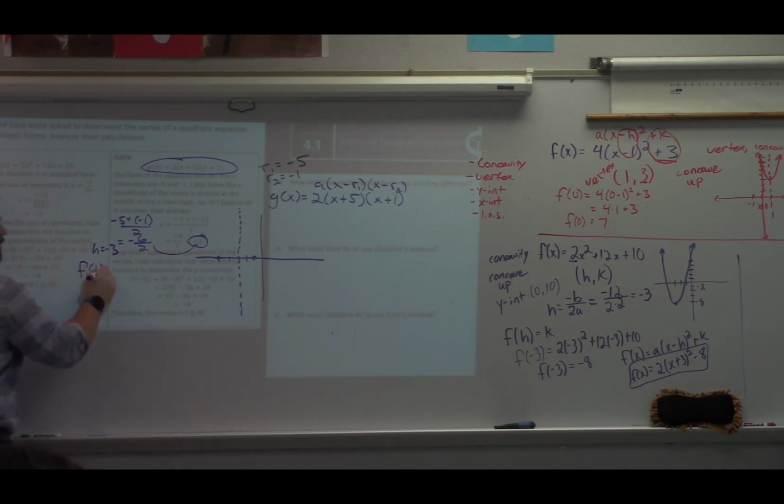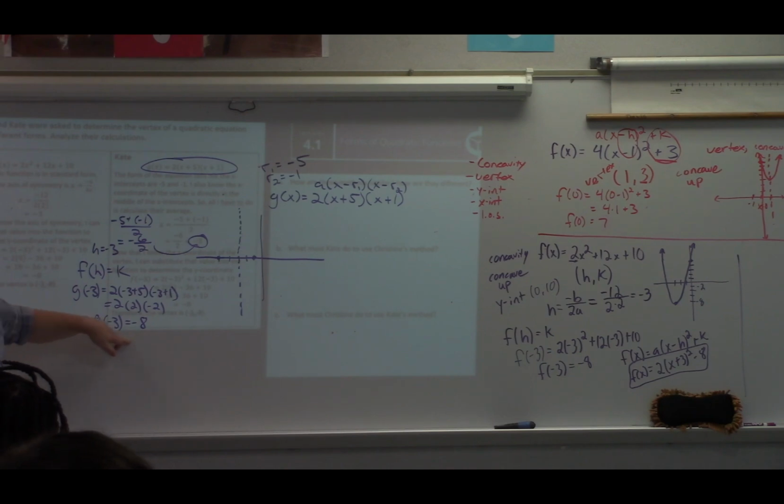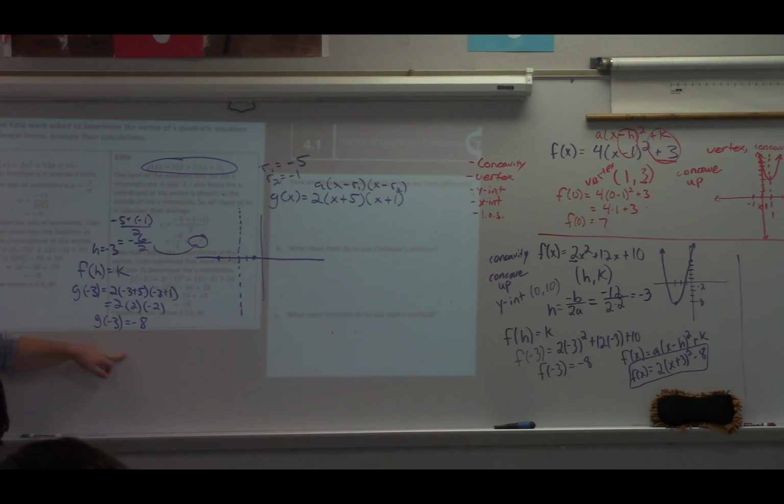And if I substitute H in, what do I get out? So g of negative 3 is negative 3 plus 5 times negative 3 plus 1. And so my input of negative 3 has an output of negative 8. Hey, does that look familiar to anybody? Did we just do that right there? That's the y value. You just said that's the y.